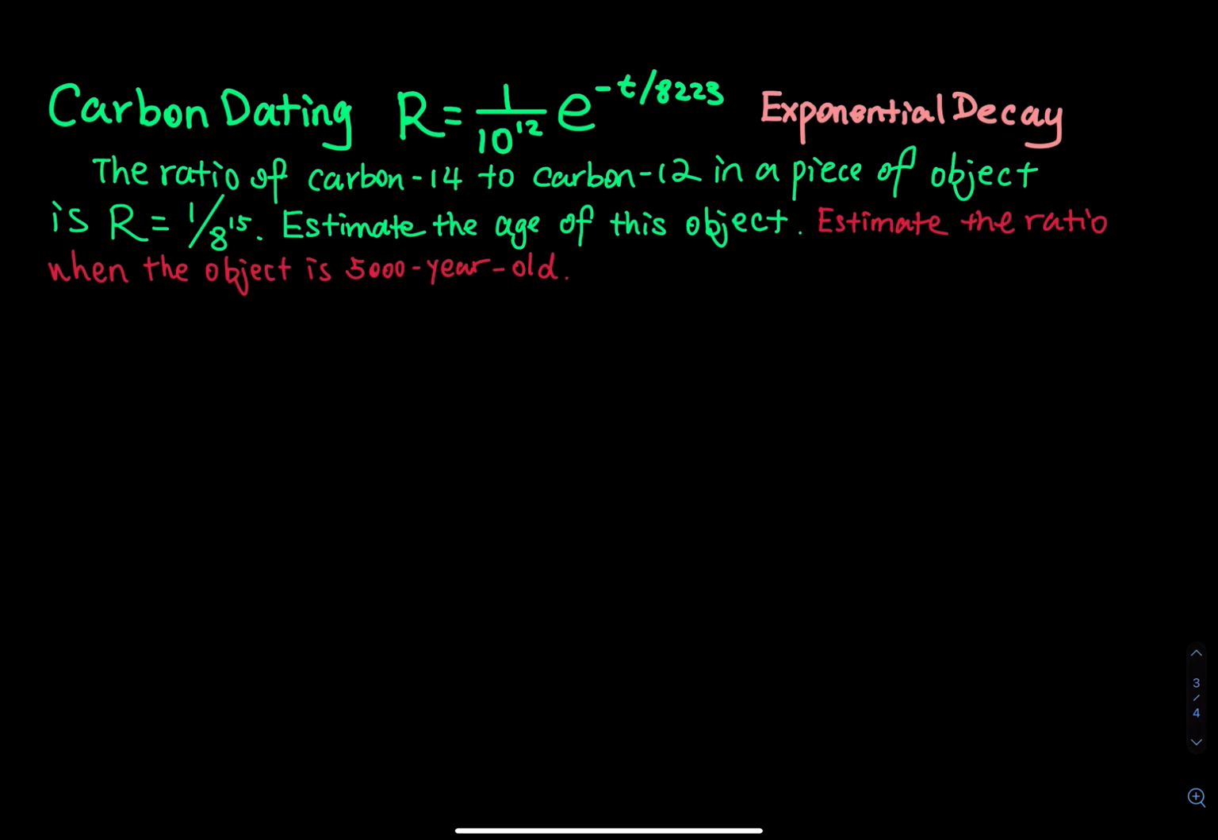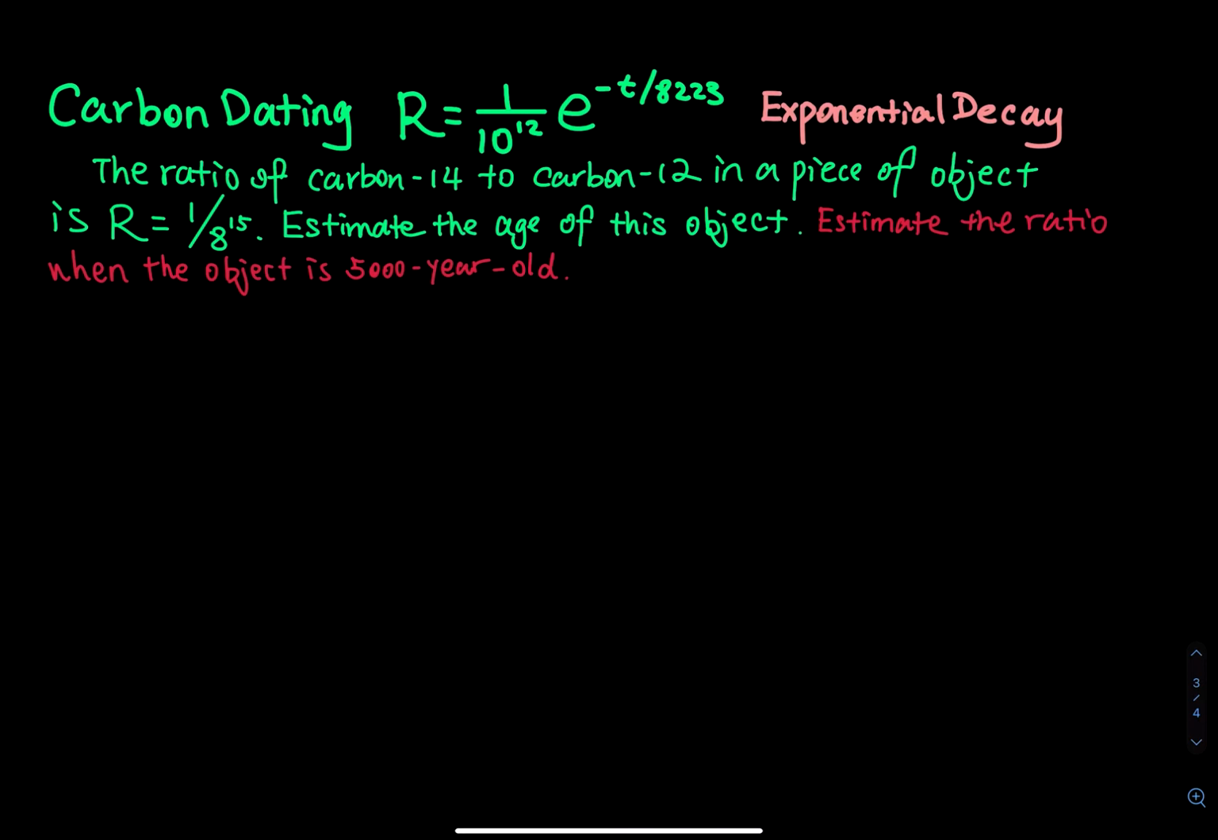In this problem, I gave you a simple problem: the ratio of carbon 14 to carbon 12 in a piece of object is R equals 1 over 8 to the 15. I don't want to give a specific item, just an object. Of course, this capital R is different in different objects, whether it's a piece of paper or a piece of wood, and it is always given in a problem. I have two questions. The first is to estimate the age of this object, and then estimate the ratio when the object is 5,000 years old.